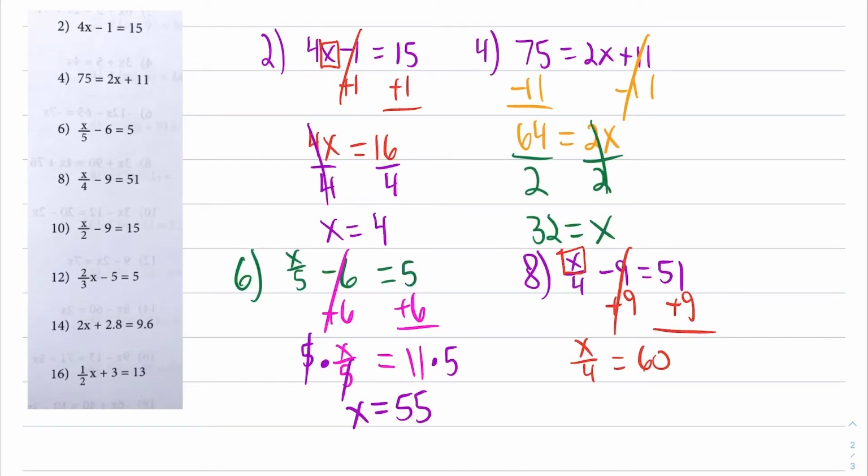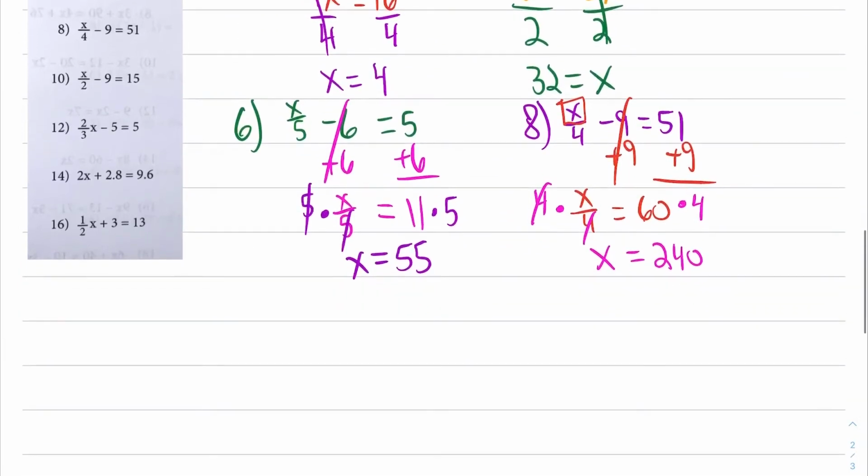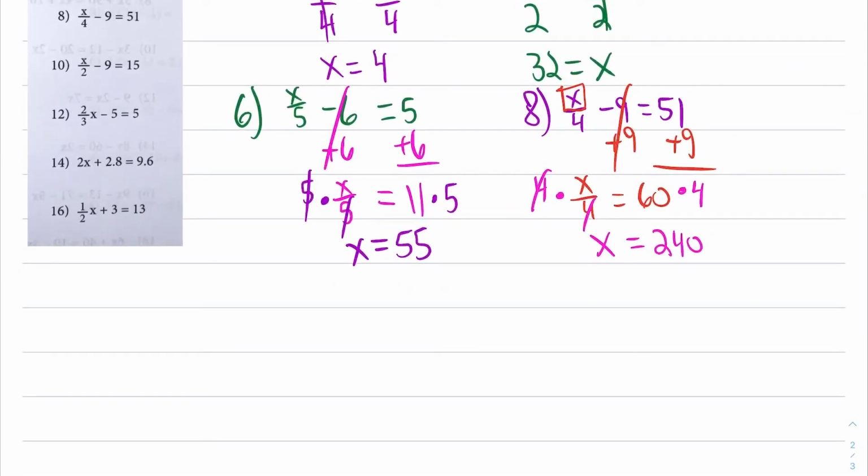x over 4. To remove the divide by 4, we need to multiply times 4. These two balance out. And then 6 times 4 is a 24. And we just keep that 0. And we're done. We just did 8. Let's do 10.